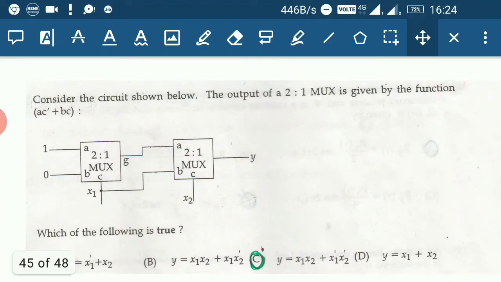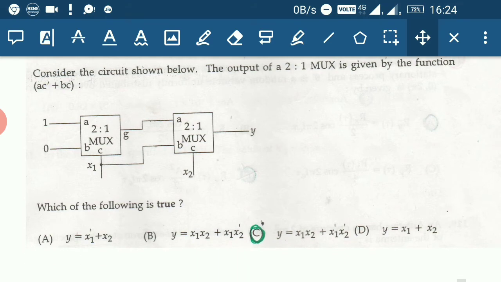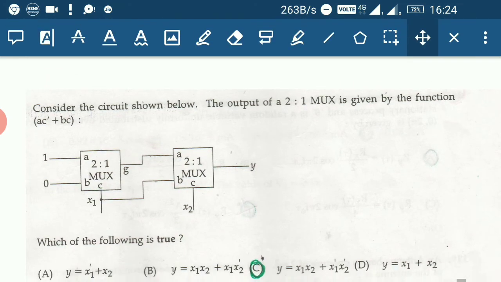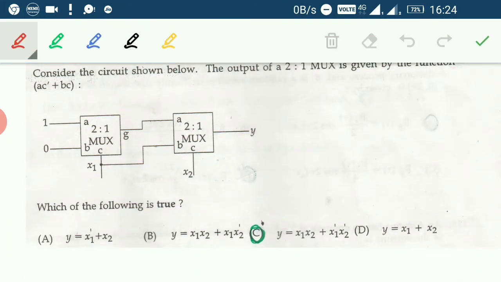Clear? Next one. Consider the circuit shown below. The output of a 2 cross 1 multiplexer is given by the function AC dash plus BC. This is the multiplexer they have given. What they ask is the multiplexer output. Let us see here clearly. Here they give A is 1, B is 0.